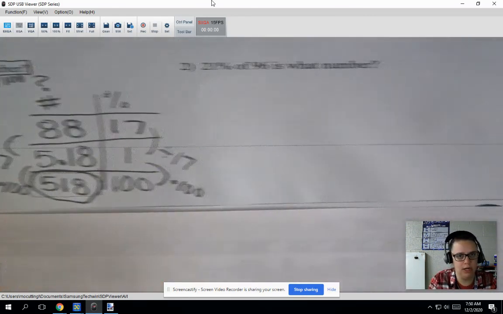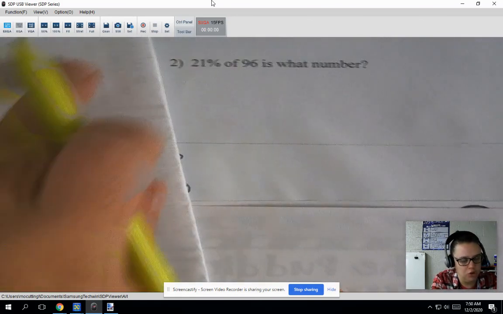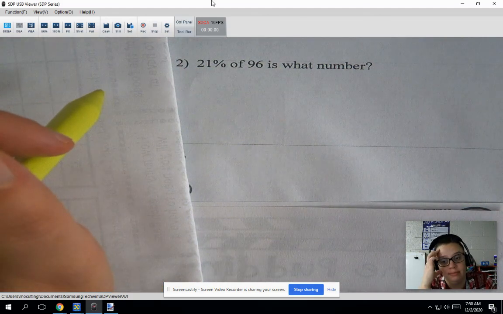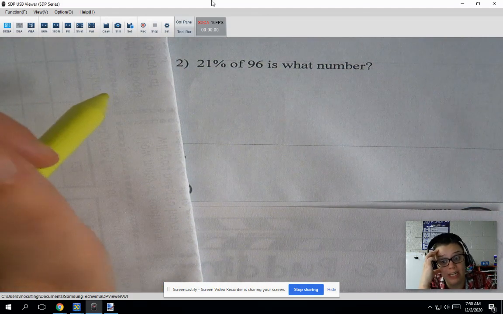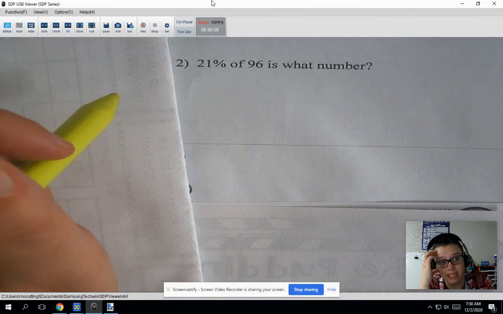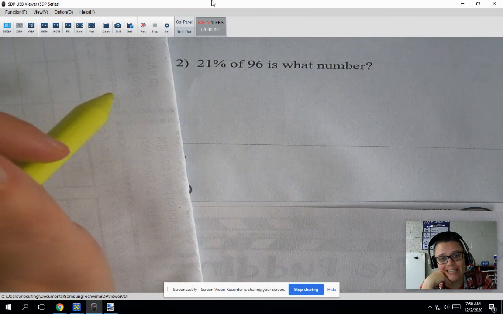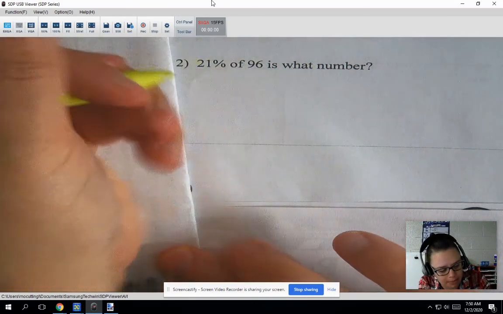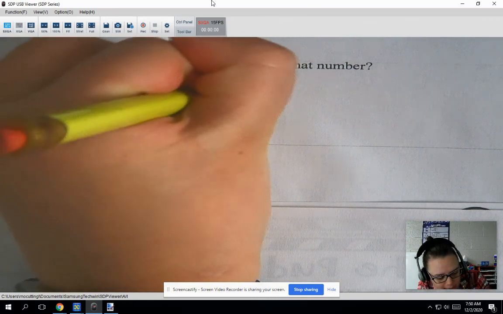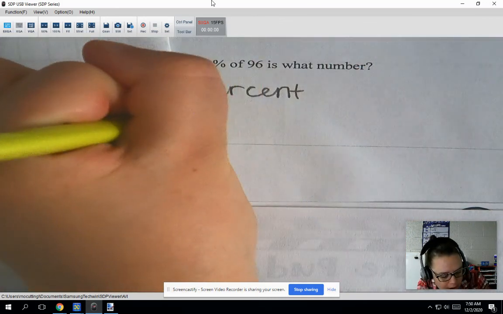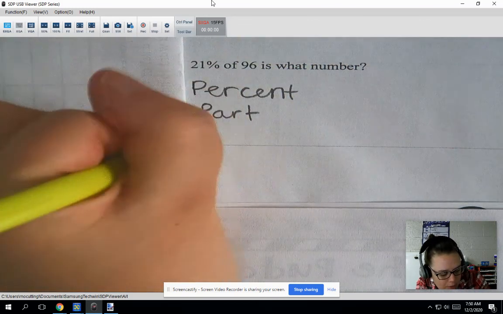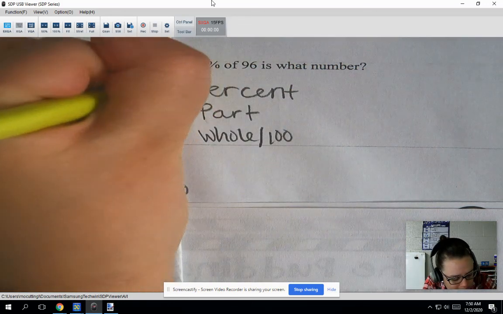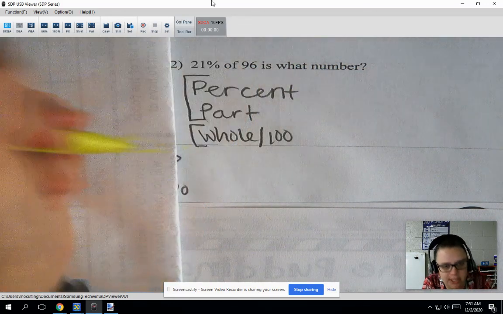Number 2. 21 is 90. Sorry. Let me try again and let me actually read what it says instead of making it up myself. 21% of 96 is what number? Okay, so I'm going to label again. I have a percent, a part, and a whole / 100. I'm going to bracket these two because these two go together on the table. This goes together on the table.